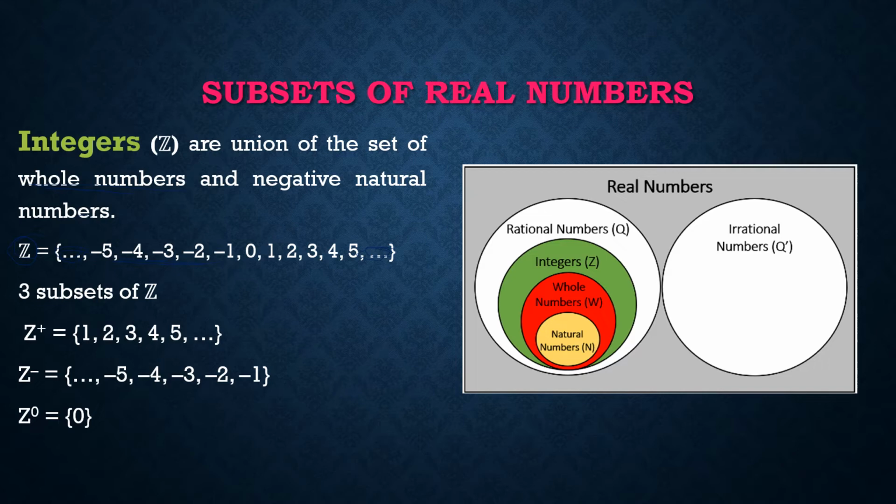It has 3 subsets: the set of positive integers, the set of negative integers, and the set including 0. Here are the notations for those 3 subsets. In this diagram, integers are represented by this circle. Again, it covers the set of whole numbers and natural numbers.